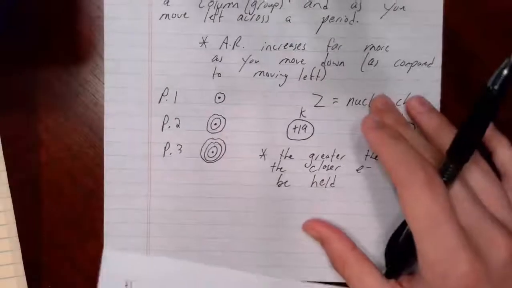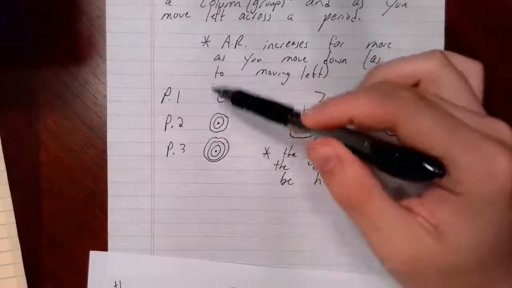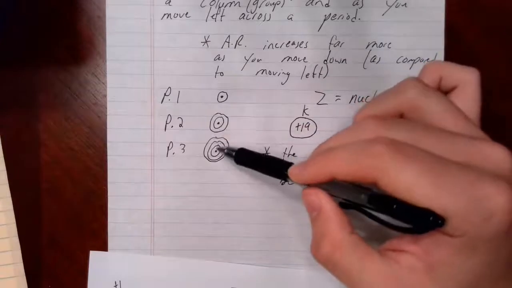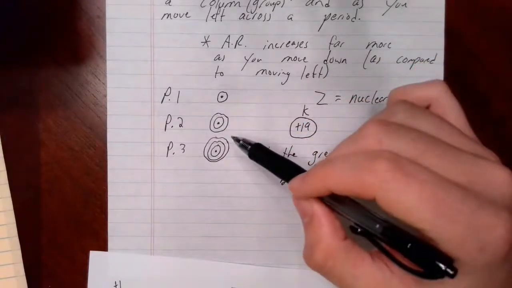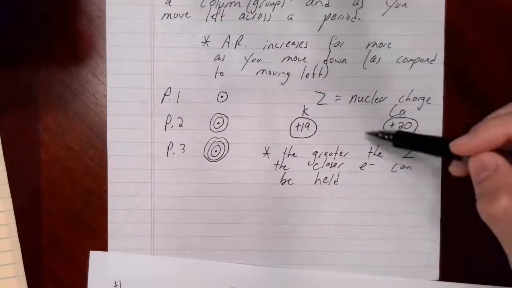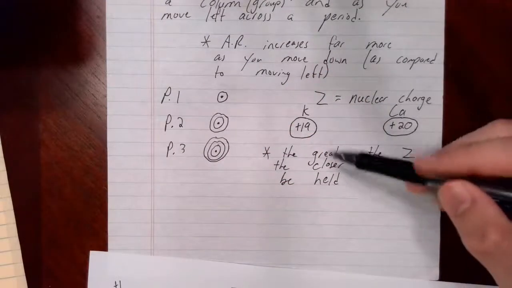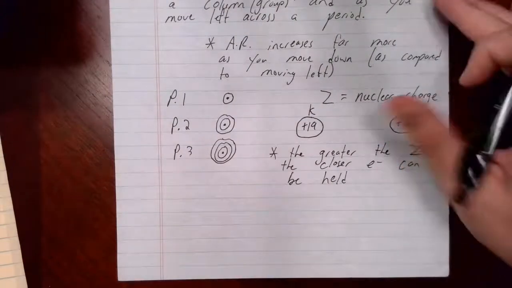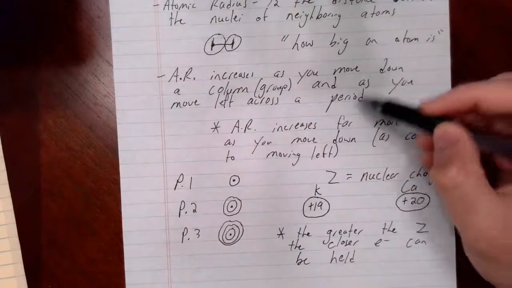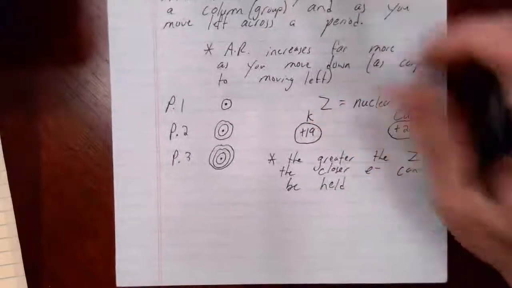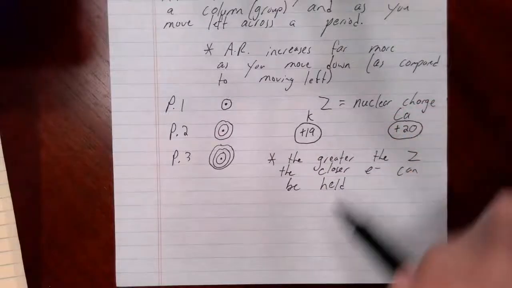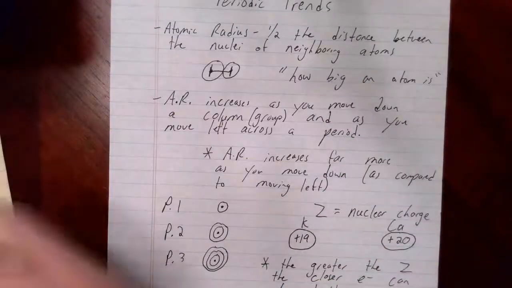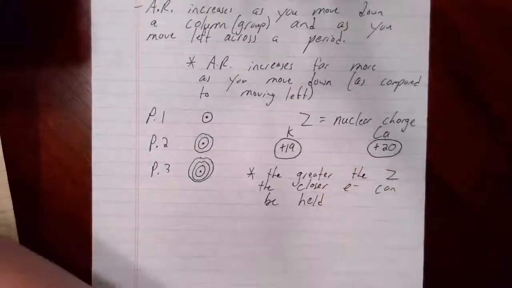Hopefully you see why the trend of moving down a column, adding energy levels, is a far more important determinant of size than moving across left to right, because moving across makes a slight change just based on how tightly packed the electrons are. I really don't even want you to memorize this. I don't care if you have that memorized. What I care about is that you can explain the trend to me, because if you can explain it, then you can write out the pattern on your own. So that's the basic trend for atomic radius across the periodic table.